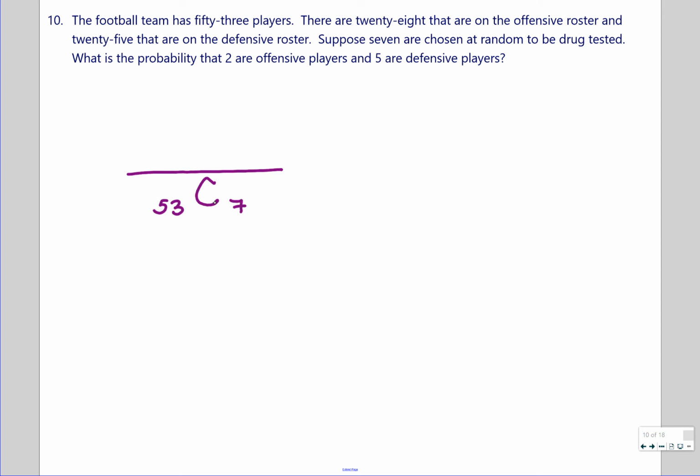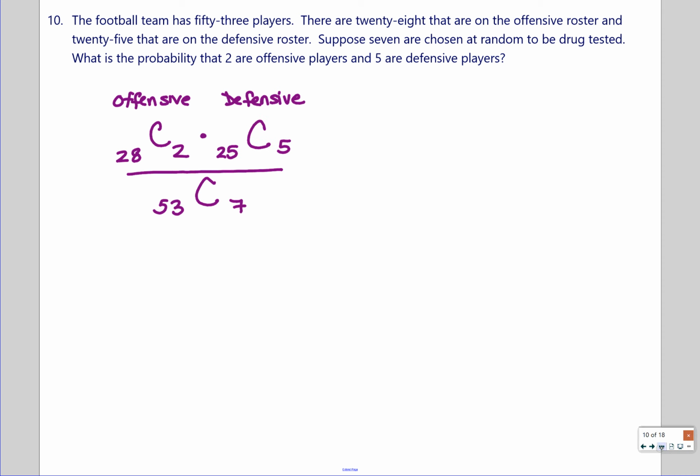Then there are 2 different groups that we're looking to see get selected: the offensive players and the defensive players. Each of those is going to have its own little combination that we're figuring out. So for the offensive players, how many do I have total? 28. And how many are we looking to choose? 2. Then for the defensive players, we have 25, and we're looking to choose 5.